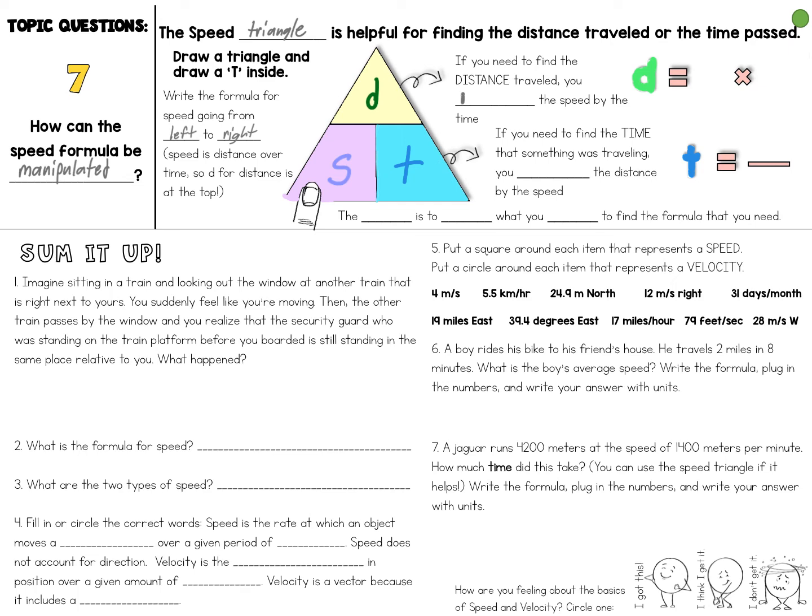If you need to find the distance traveled, you will multiply the speed by the time, because speed and time are next to each other. If you need to find the time that something was traveling, you will divide the distance by the speed, because distance is on top of speed. The trick is to cover up what you want, and what is left is the formula that you need.